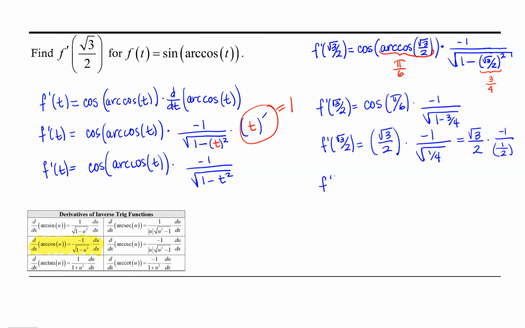Continuing on, f prime at square root 3 over 2 equals, multiplying my numerators, I get negative square root of 3. Multiplying my denominators, I get 1. So f prime at square root 3 over 2 is equal to negative square root of 3.